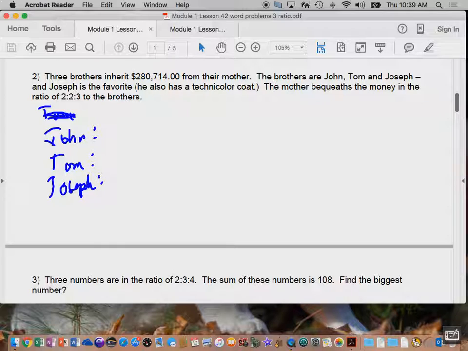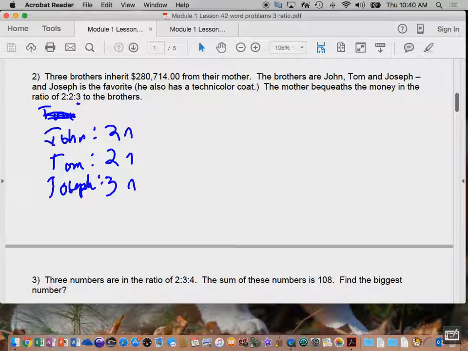All right, very good. Look here, please, thank you. There's John, Tom, and Joseph, and they're in the ratio of 2 to 2 to 3. And you know Joseph's the favorite because he's the one getting the most money. The order here must match the order there. See, John, Tom, Joseph, 2, 2, 3. Since they share something in common, what do we call the thing they share in common? Variable!